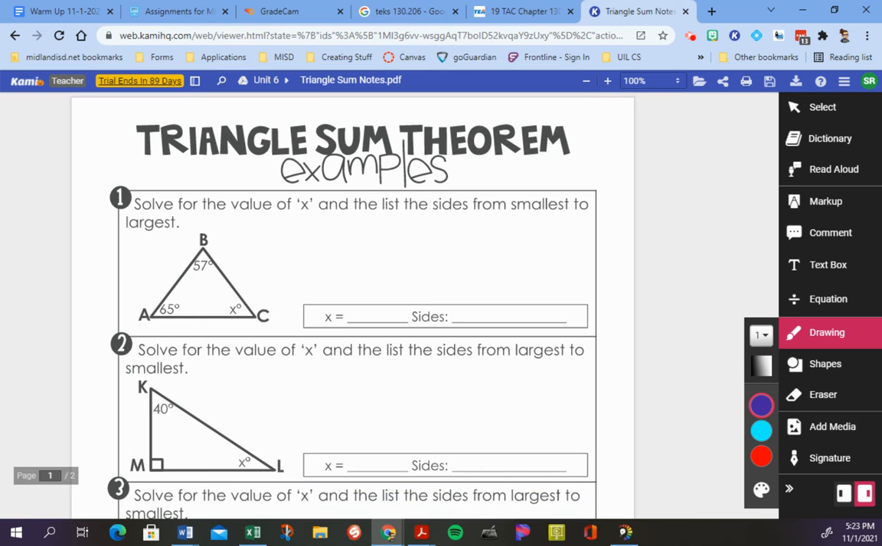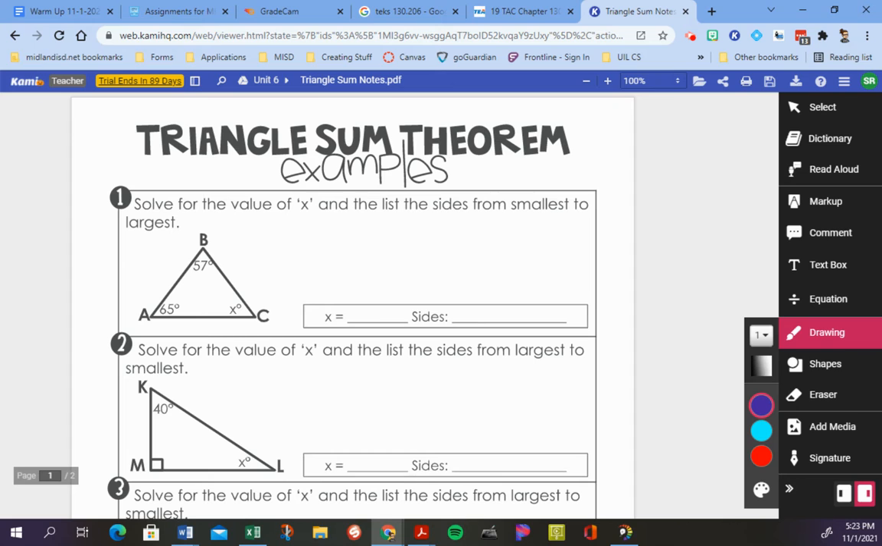We are going to start Unit 6 today, and part of Unit 6 is the triangle sum theorem. And I've got some examples for you, and I hope you found this worksheet. If not, it's on the front table. We're going to start with the first example.